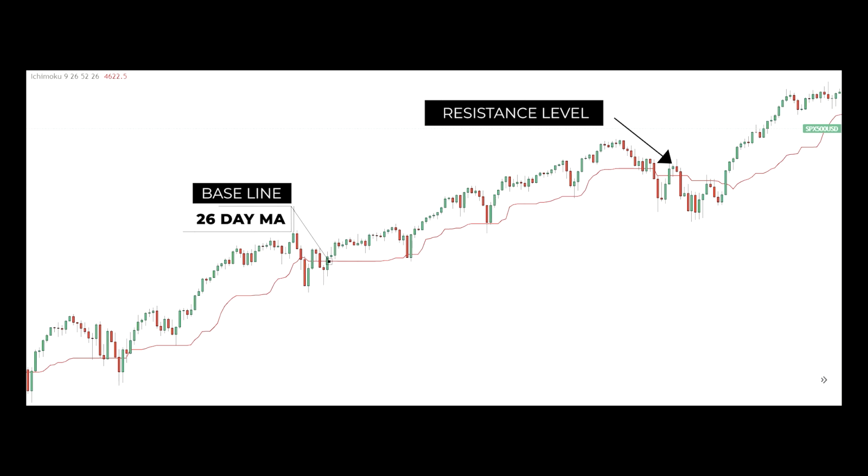Now, to simplify things, you could think of the red line as an indicator of future price movements. So for example, if the price is above the red line, then you could think that the price will keep going up, or vice versa. When the price is below the red line, then you could say that the price will keep going down. In addition, since the line is based on a 26-day moving average, it shows a medium-term trend.